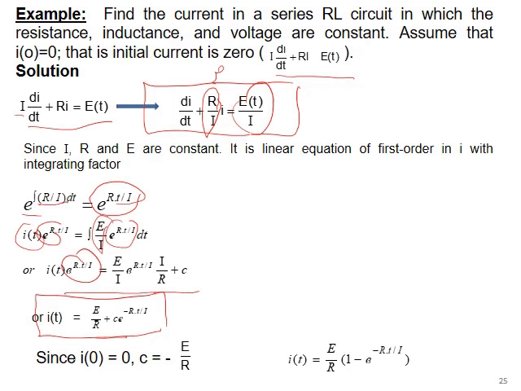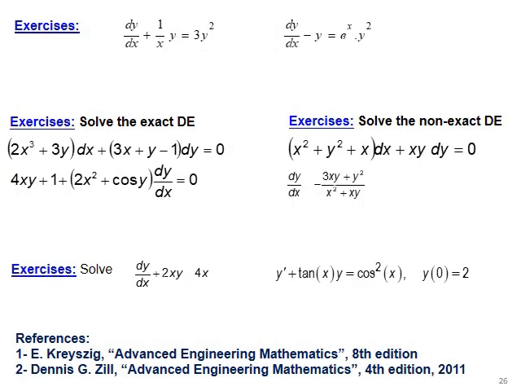Now he told me in the question that at time 0 the current is 0. I substituted to find the constant. I go back and substitute here. This is the general form for the equation. These are some exercises I advise you to practice.